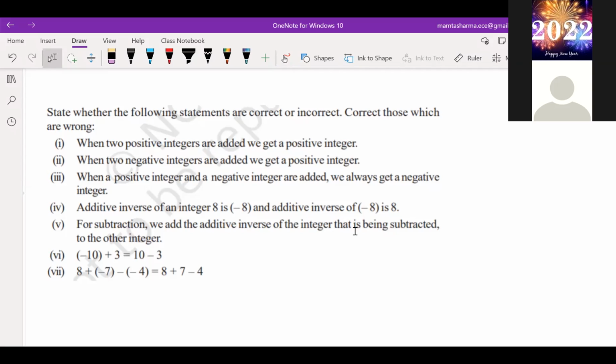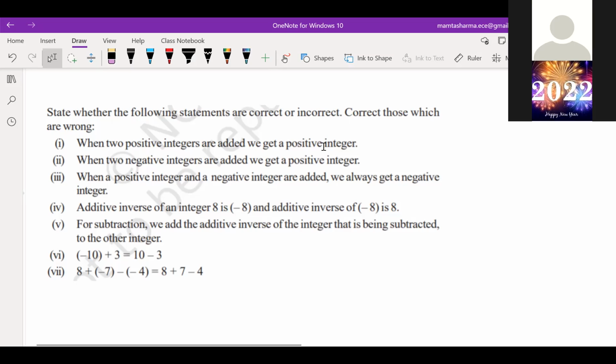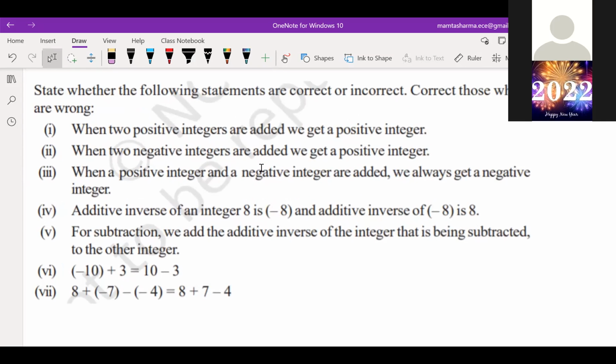When two positive integers are added, we get a positive number. Is it true or not? True. When two negative integers are added, we will get a positive integer. True, ma'am.